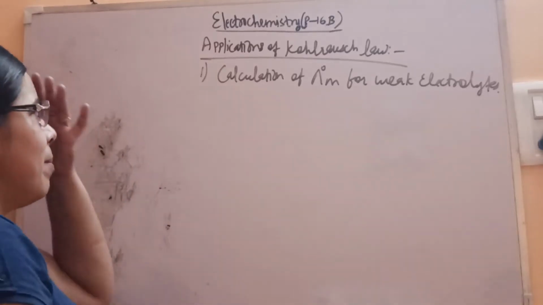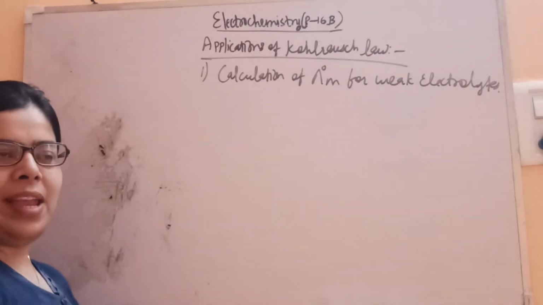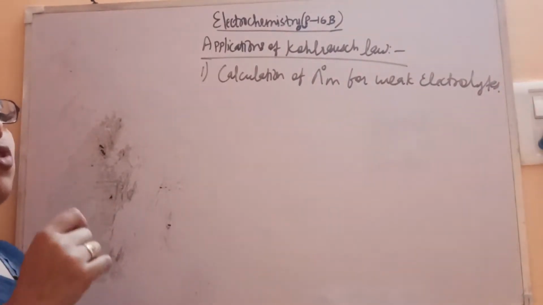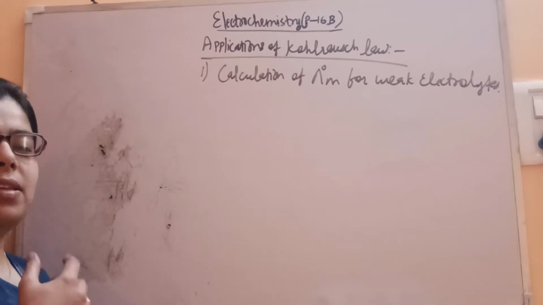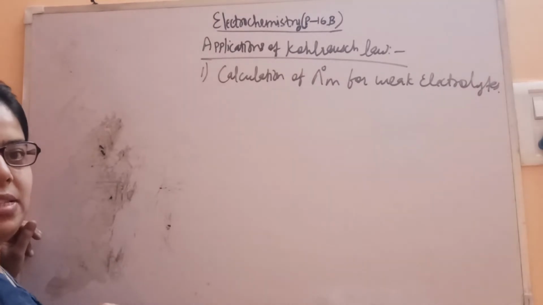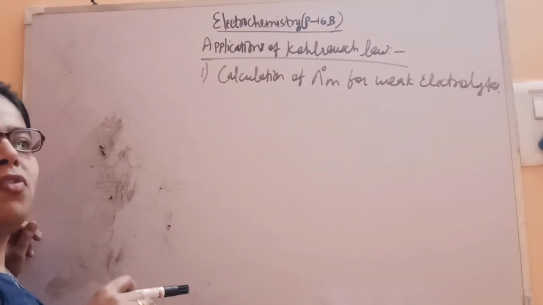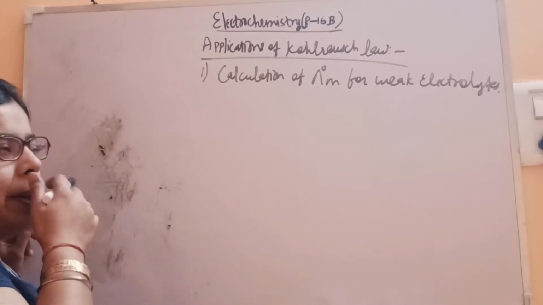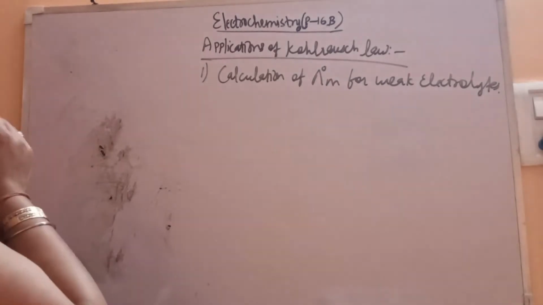Hello students, welcome back. So we were discussing Kohlrausch's law of independent migration of ions, and we have seen that with the help of Kohlrausch's law, the molar conductivity of an electrolyte is equal to the sum of their individual ionic conductivities, each multiplied by the number of ions involved per formula unit of the electrolyte. So today we will discuss the applications.